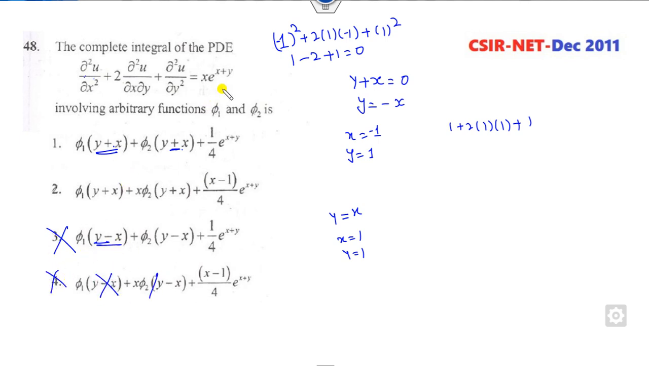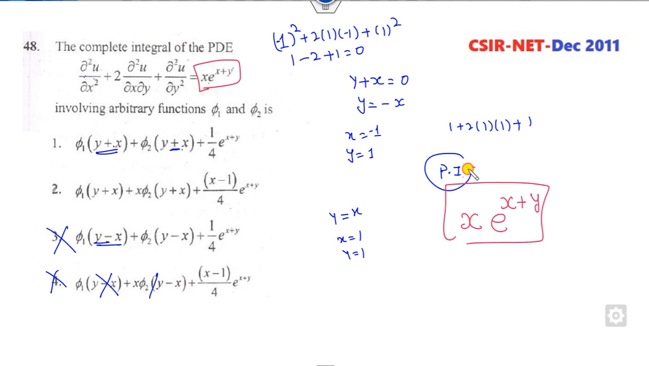Now out of these options, look at that. You have to find the particular integral, but there is no need to find it if you use the shortcut. Look at that: my particular integral, that is the right hand side, is here. So it means the particular integral should be of this form.